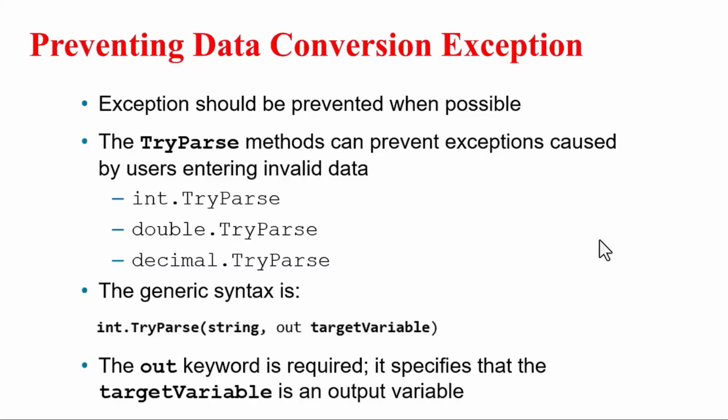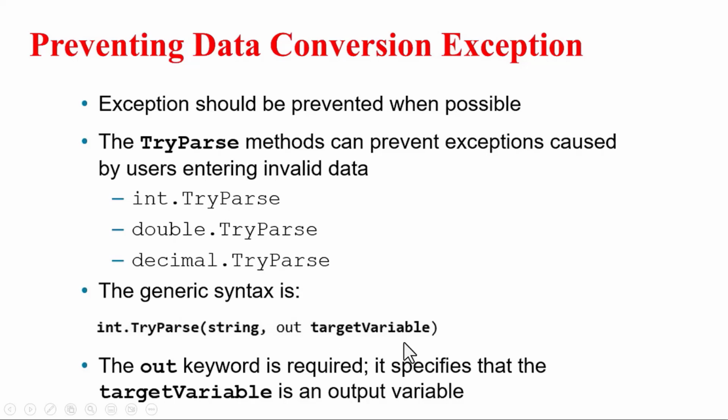And the TryParse method goes in and looks at the data in the text box or wherever it's coming from, and tries to parse it right there into the data type we're looking at, like an integer, a double, a decimal, whatever. So int.TryParse, double.TryParse, decimal.TryParse. And the generic syntax is int.TryParse. You put the string in, which is going to be your text box or whatever.